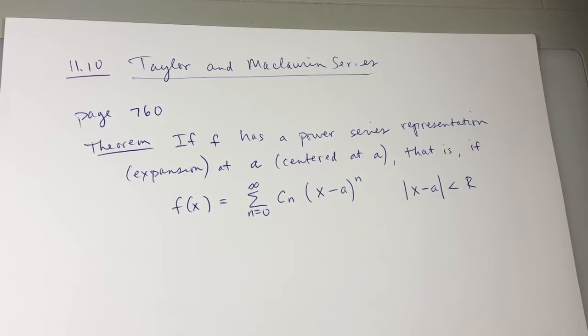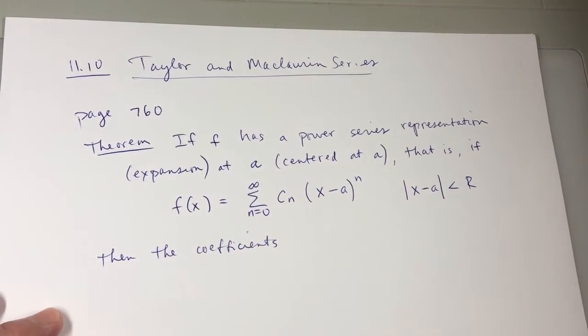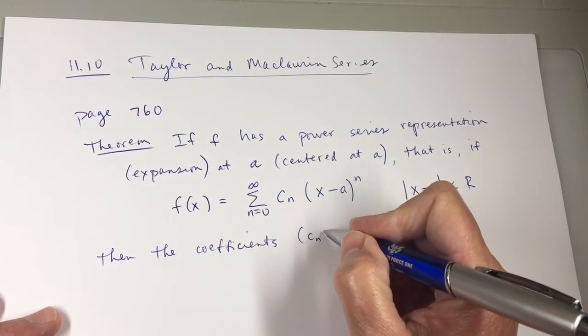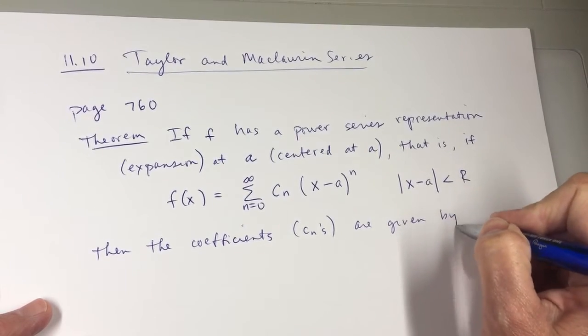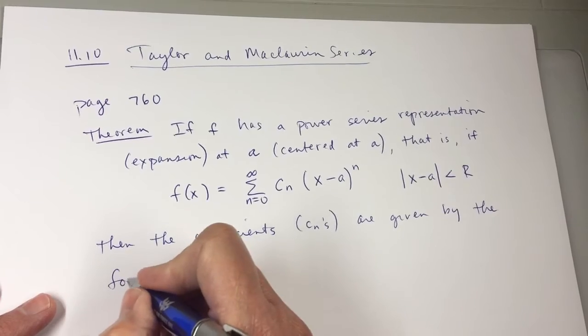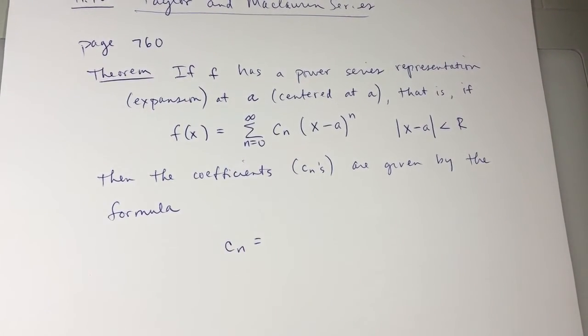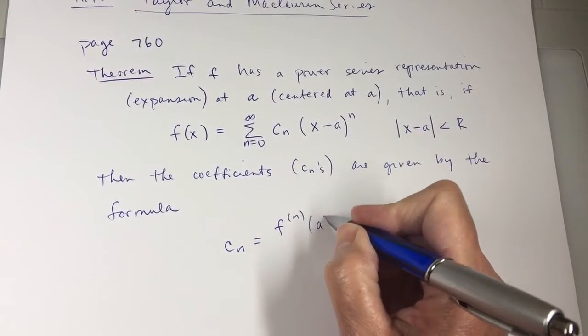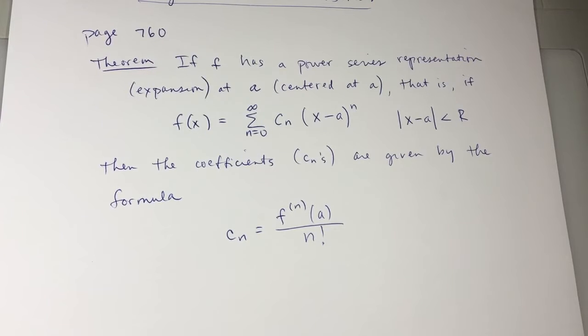If it has such an expansion, then the coefficients, that's the c sub n's, are given by the formula c sub n equals the nth derivative at a over n factorial. Now, the proof of this, they actually showed on the previous page in the book. I'm not going to go through the proof with you, but you can look at it in the book, how they arrived at what the c sub n's would equal. So I would have this.